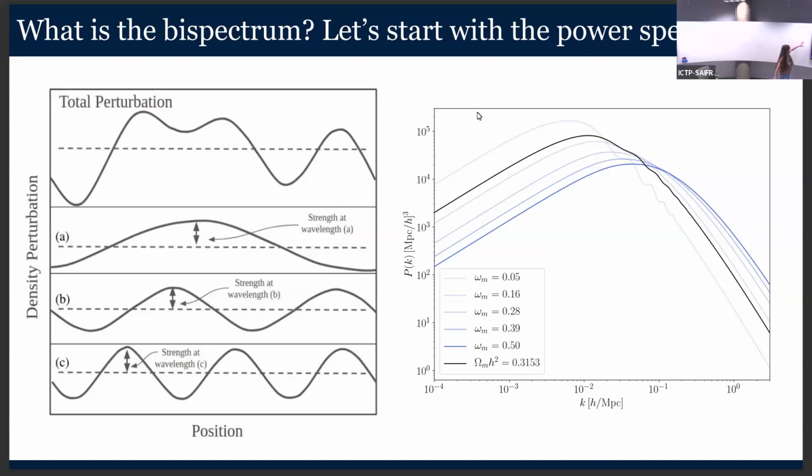So for example, you can take a perturbation. This is the total perturbation that you have in a field. It could be anything: temperature, it could be the density in the universe. So you're looking at the total perturbation as a function of position, for example. And you can decompose this total perturbation into the wavelengths that sum to this total perturbation.